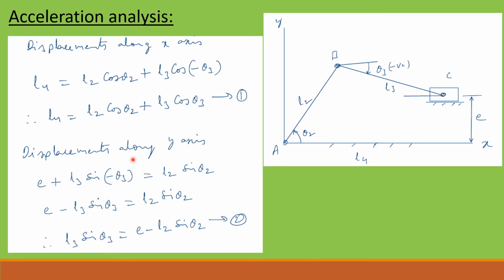And displacements along y axis can be written as E plus L3 sin minus theta 3 equal to L2 sin theta 2. This one plus this one equal to this one. So sin minus theta 3 will become minus sin theta 3. So this equation will become E minus L3 sin theta 3 equal to L2 sin theta 2. By rearranging this, we will get L3 sin theta 3 equal to E minus L2 sin theta 2. Let us call that equation 2.